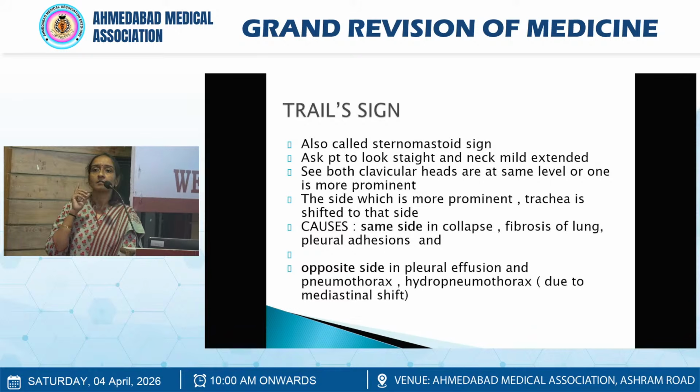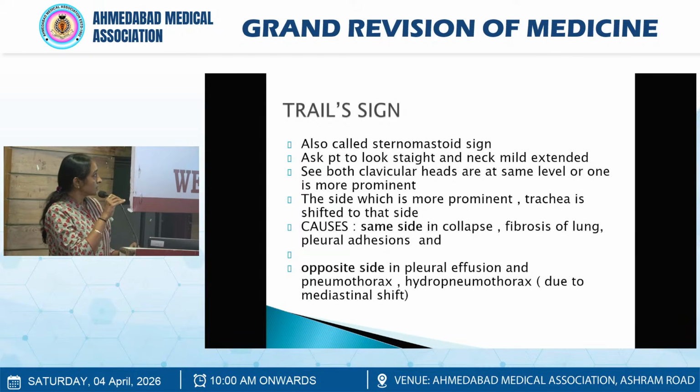Why? Because these two heads and the trachea are all covered with the pretracheal fascia. The trachea shifts because of any pathology. The pretracheal fascia on this side is a little bit released. When it shifts to this side, the fascia which is tense here gets released on this side. When released, this clavicular head becomes more prominent.